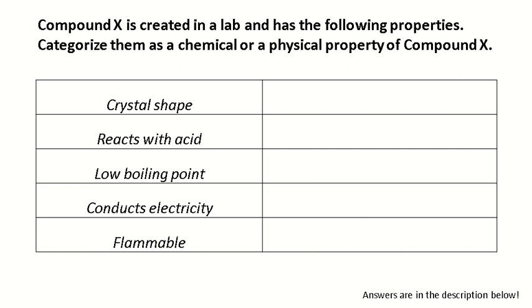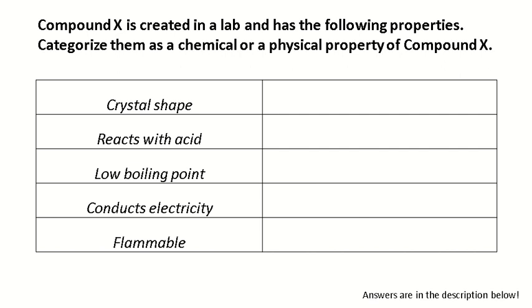Now, compound X is created in a lab and has the following properties. Categorize them as a chemical or a physical property of compound X. Crystal shape. So to observe your crystal shape, are you changing the substance or not changing the substance? Compound X also reacts with acid. If it reacts with acid, are you changing the substance or not changing the substance?